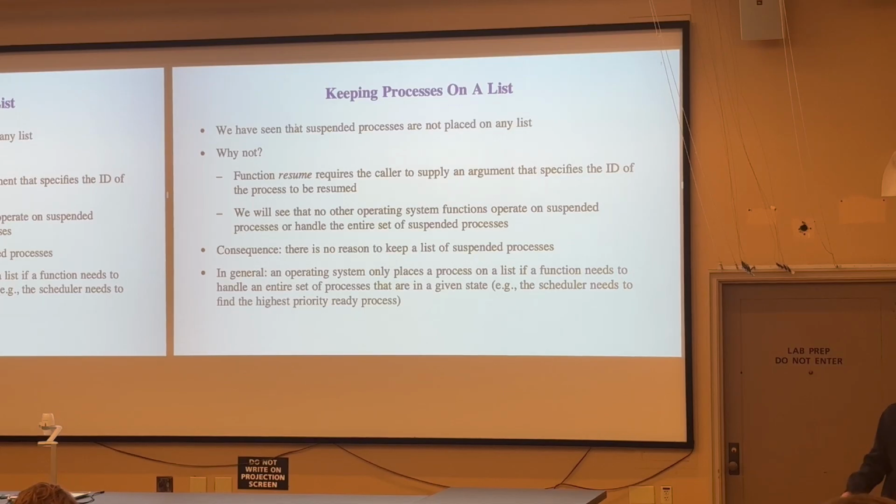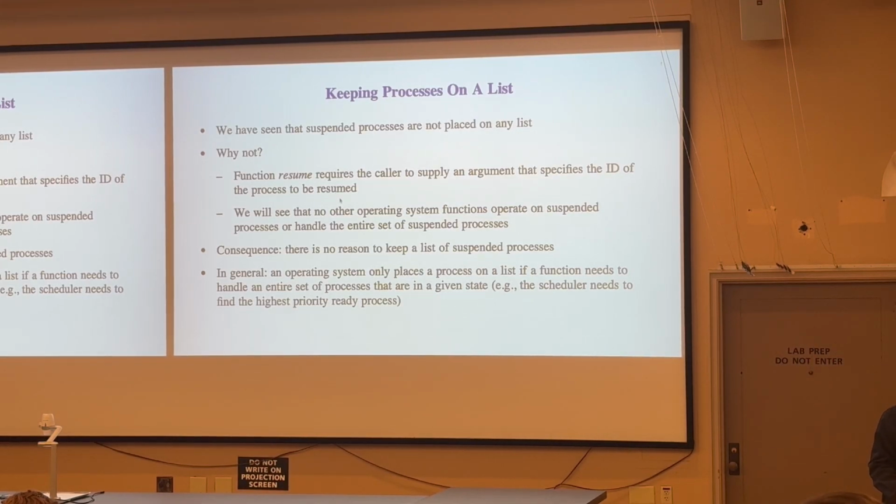We also talked about this briefly in our previous lecture. The ready processes are kept in a queue, the ready queue, the ready list. But the suspended processes are not placed on any queue or any list. What is the reason? The reason is explained here. The function that resumes a process always requires the caller to supply an argument, which is a PID, which means that whoever wants to resume a process has to know the PID directly.